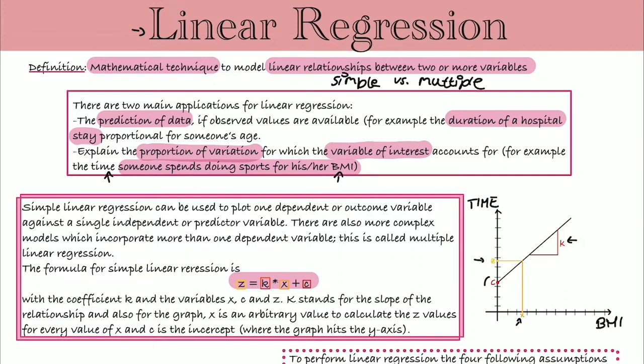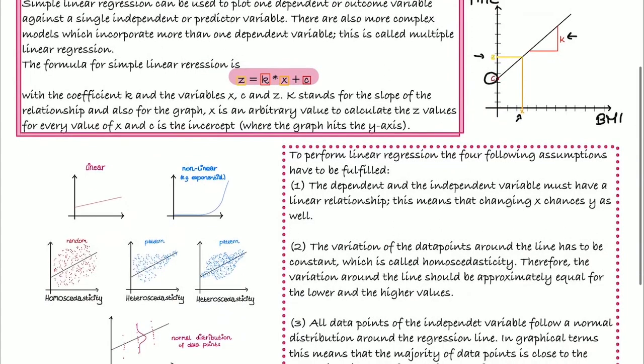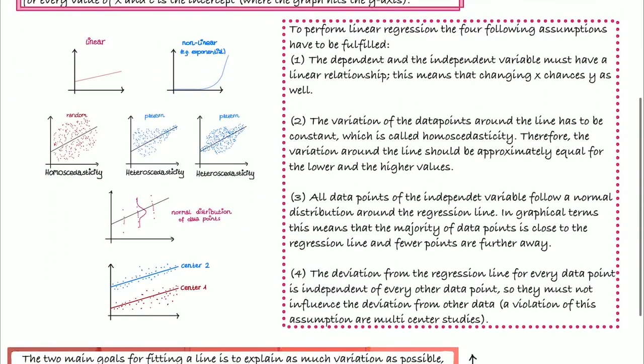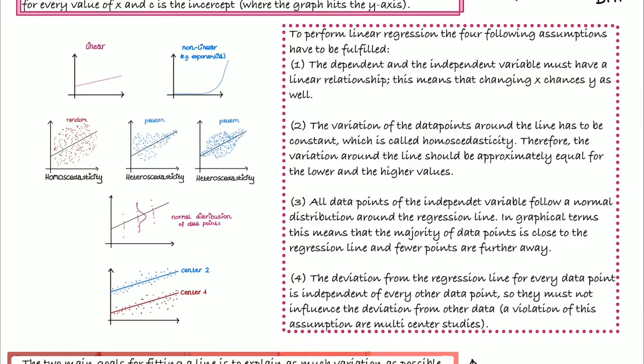To perform a linear regression, you've got to check for 4 assumptions that have to be fulfilled. The first one is pretty obvious. The dependent and the independent variable must have a linear relationship between them. This means that when x changes, y changes as well.